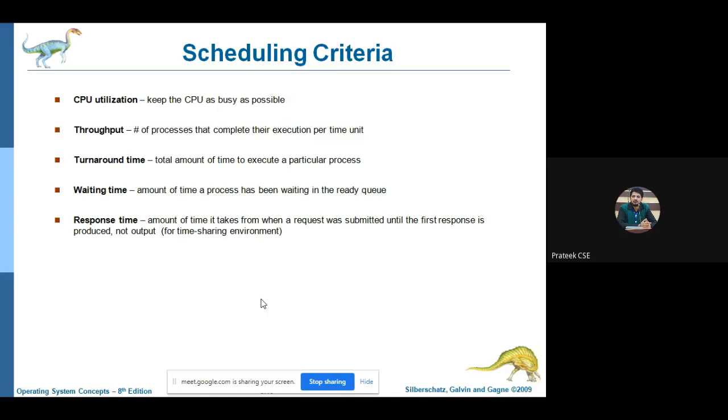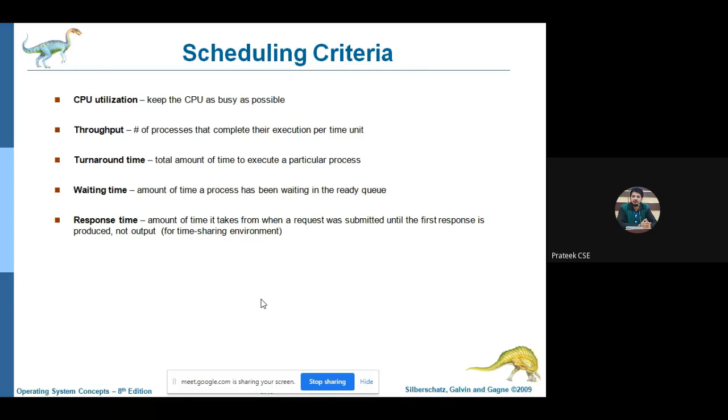The second important criterion is throughput. Throughput can be defined as the total number of processes that are completed per unit time. If I have a time of, suppose, 10 seconds, then in those 10 seconds, how many processes are we able to execute, how many processes are we able to complete? That is the throughput. And another interesting term is turnaround time.